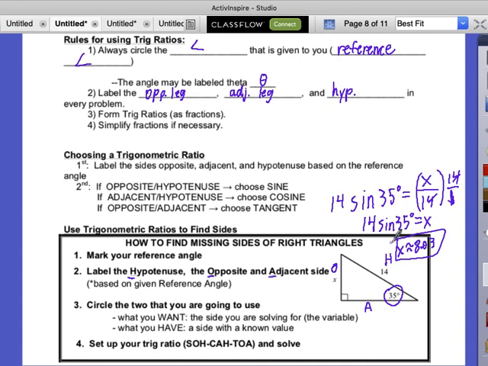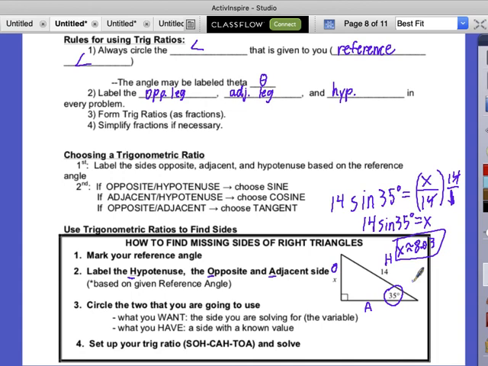Good. Okay. Questions on that? So, we can actually just find the sine of 35, and it ended up being 0.5735. So we multiply by 14 and we get this length. And it makes sense that this length would be less than 14 because it's the leg, not the hypotenuse, right? Questions on that?